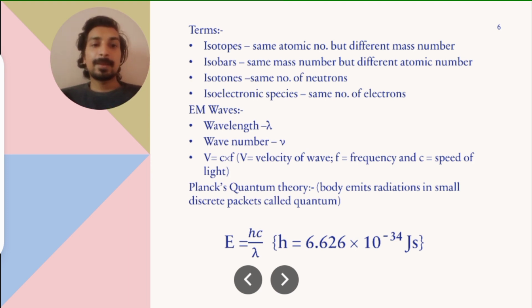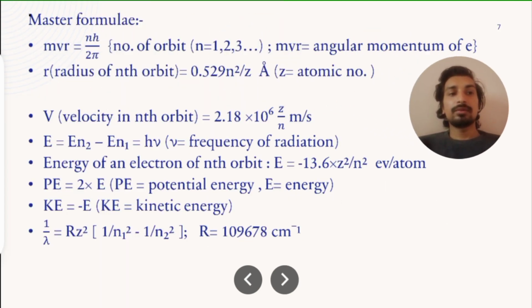Okay. So next you have energy. Energy is equal to hc by lambda. h is Planck's constant, 6.626 into 10 power minus 34 joule second. And Planck's quantum theory tells that a body emits radiation in small discrete packets called quanta.